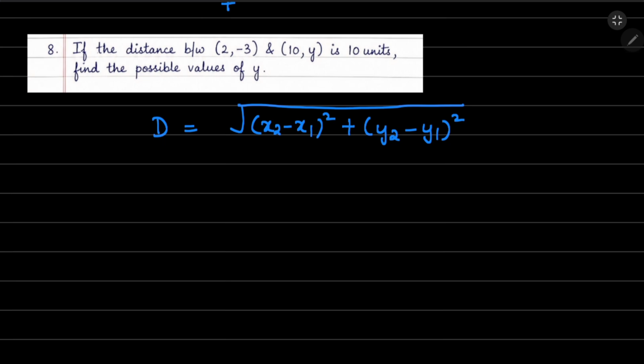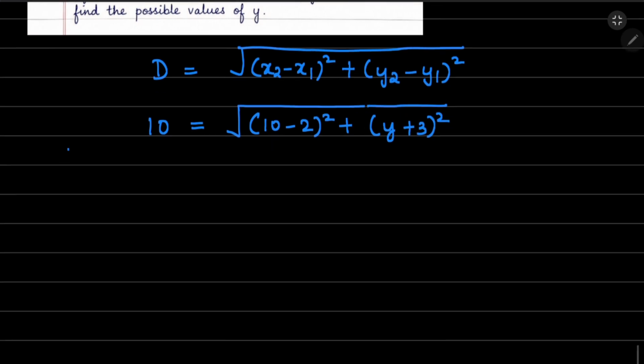So the distance between the 2 points, we know that according to the distance formula, d is equal to root of x2 minus x1 the whole square plus y2 minus y1 the whole square. Right? Just apply it. Distance is already given, it is 10, is equal to root of 10 minus 2 the whole square plus y minus of minus 3, which is y plus 3 the whole square. In order to remove the square root, squaring both the sides.